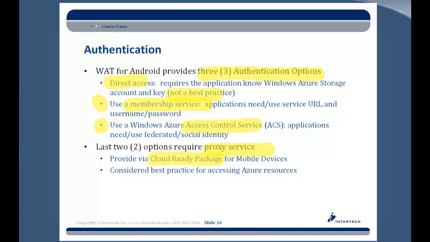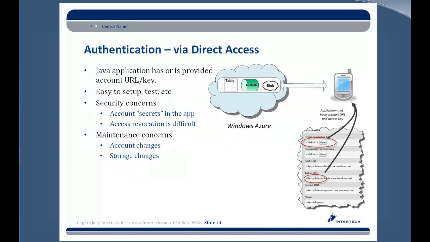Okay, so when we talk about direct access authentication, what do we mean by that? So you might have a table or a queue or some sort of storage out there in Windows Azure, and you want your mobile device to go ahead and access that storage. How do you do that? Well, we're going to see that this Windows Azure Toolkit for Android provides the API to access those, but again, you have to have authentication first.